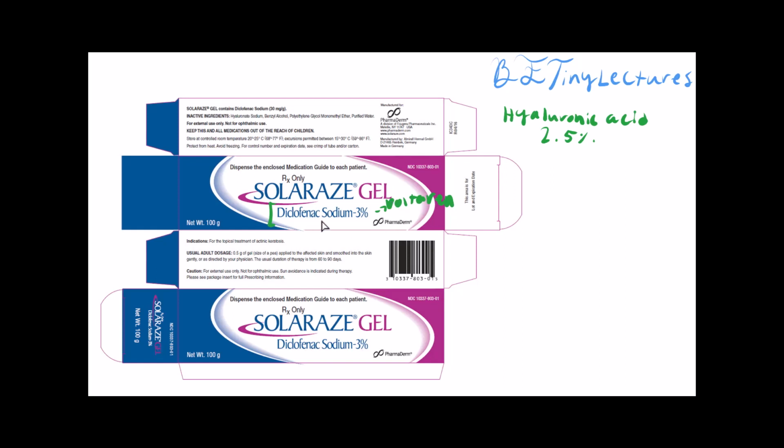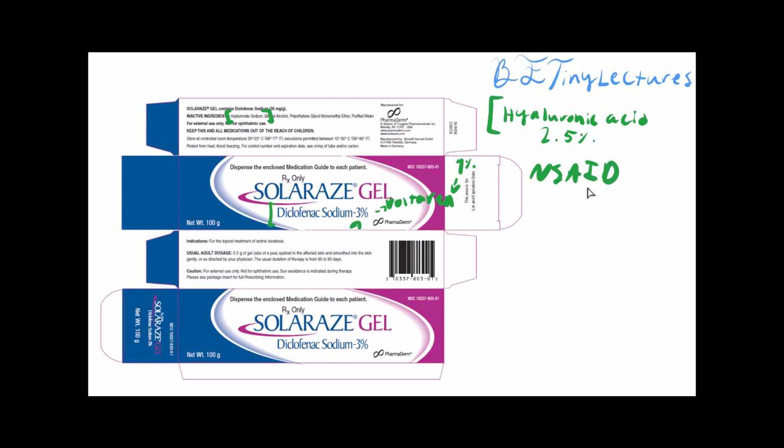But this is different because, first of all, it's 3%, this is only 1%. And then they combine the diclofenac sodium with something called hyaluronic acid. And the hyaluronic acid is a 2.5% concentration. So here in the inactive ingredients, the first ingredient has to be hyaluronate sodium. So the combination of diclofenac sodium and hyaluronic sodium creates a very nice medication that can be used for actinic keratosis. And the mechanism of action is that diclofenac sodium is actually called a non-steroidal anti-inflammatory drug.